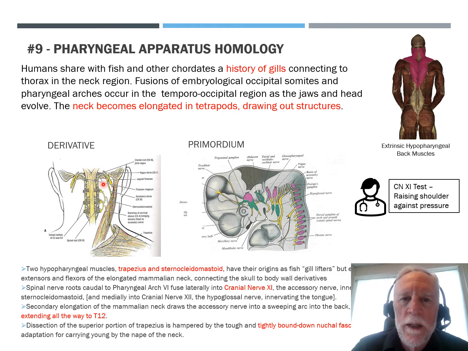The muscular neck elongates in mammals, bringing the caudal fibers of the trapezius muscle all the way down to the bottom of the thorax. Cranial nerve 11 is tested clinically by pressing down on the point of the shoulder against the patient's resistance.